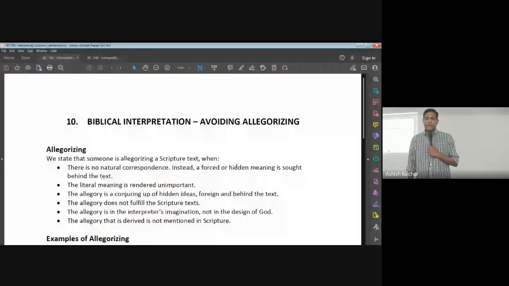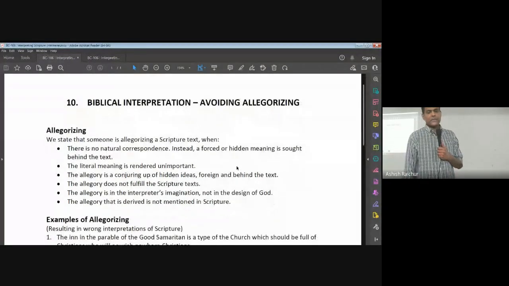All right, good. Let's go to our next lesson today, which is a small chapter on something we have been emphasizing, but I thought we would put it down in a separate chapter by itself. We have been talking about this, which is to avoid allegorizing, right? We've said this many times in the last two chapters, but just to keep it by itself. Now, what does it mean when we are allegorizing?